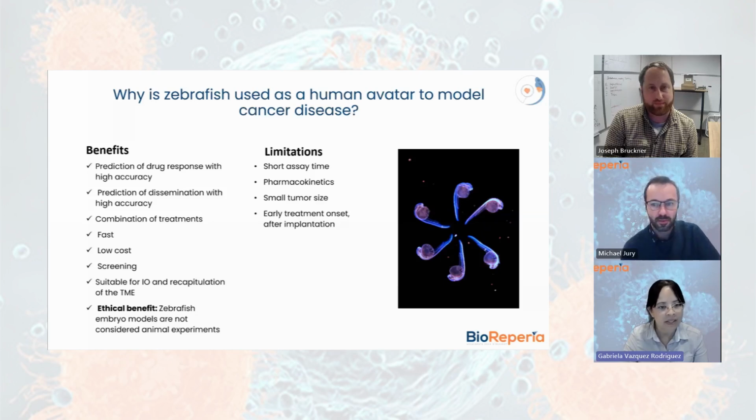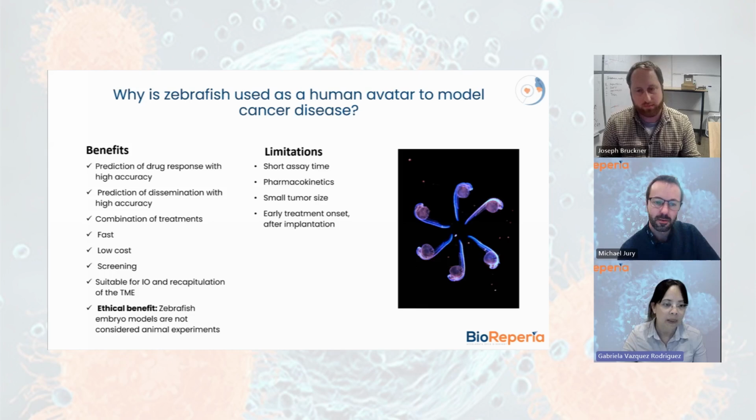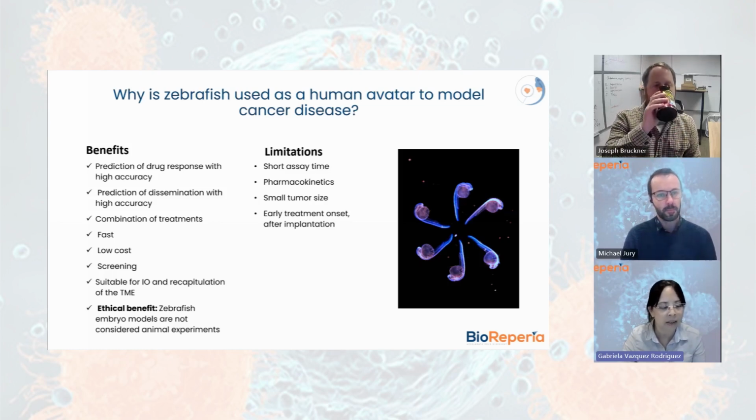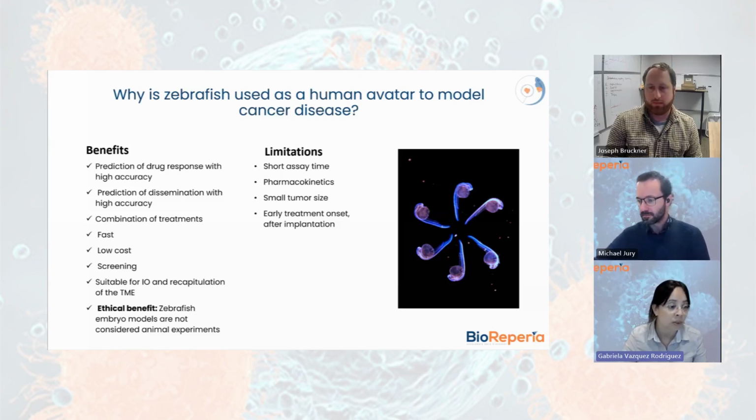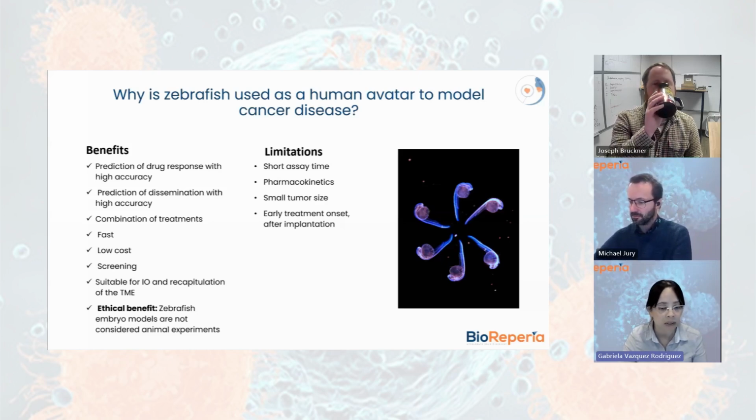So why do we use the zebrafish as a human avatar to model cancer disease? Well, this is because, as Joseph mentioned, the zebrafish model has so many advantages. But added to that, in regards to modeling human cancer disease, it includes different benefits, such as high accuracy in predicting drug response as observed in the clinic, and also the dissemination, and it serves as a prognosis tool to say if the patient is going to progress to metastatic disease. It's also possible to evaluate combinations of treatments, for example, several standard of care treatments for different indications.